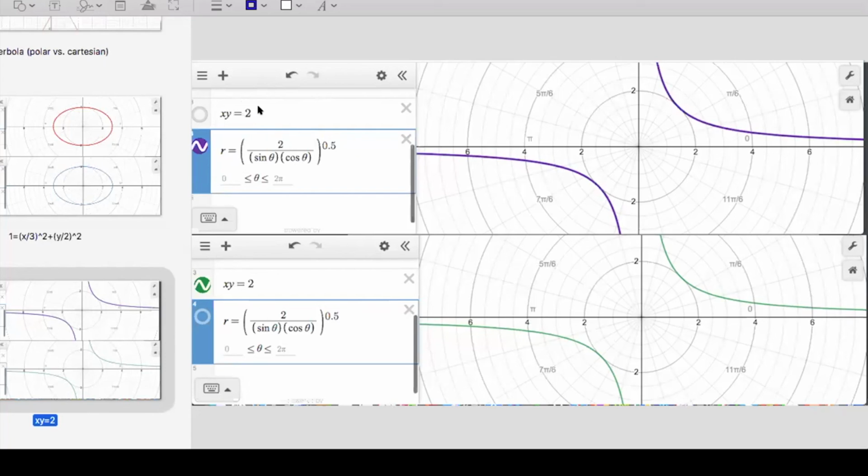Take any equation you want and try to make the transition. This one I thought was pretty straightforward once you went through the steps. It looks complicated, but it's not. And here is what I wrote on the whiteboard: 2 over sine of theta times cosine of theta. And then you take the square root of that, which is the same as raising it to the 1/2 power.